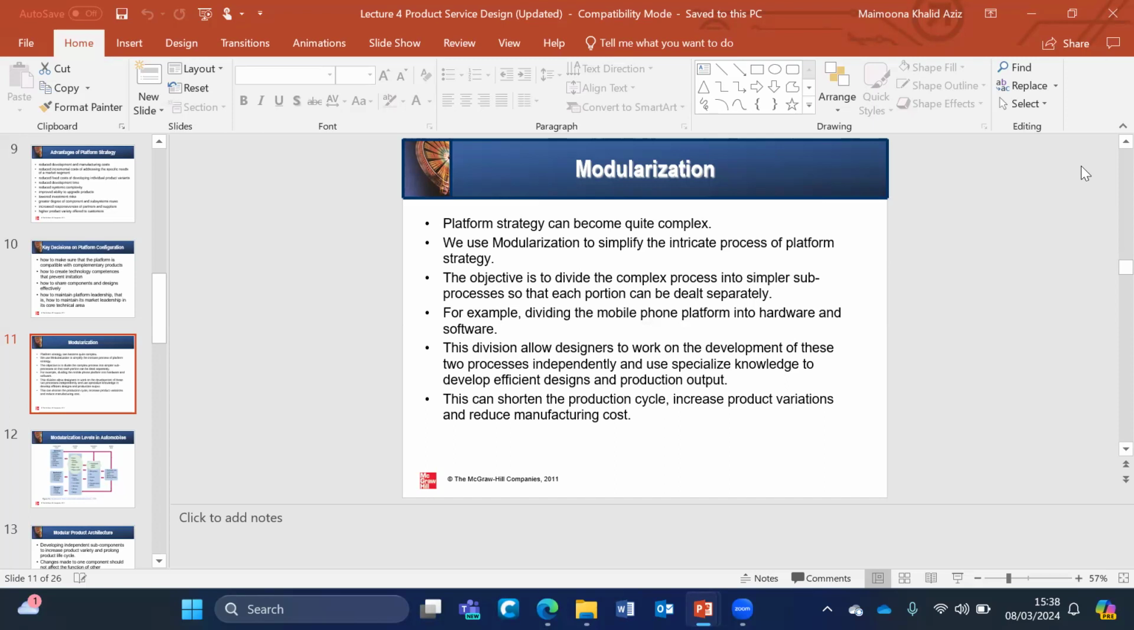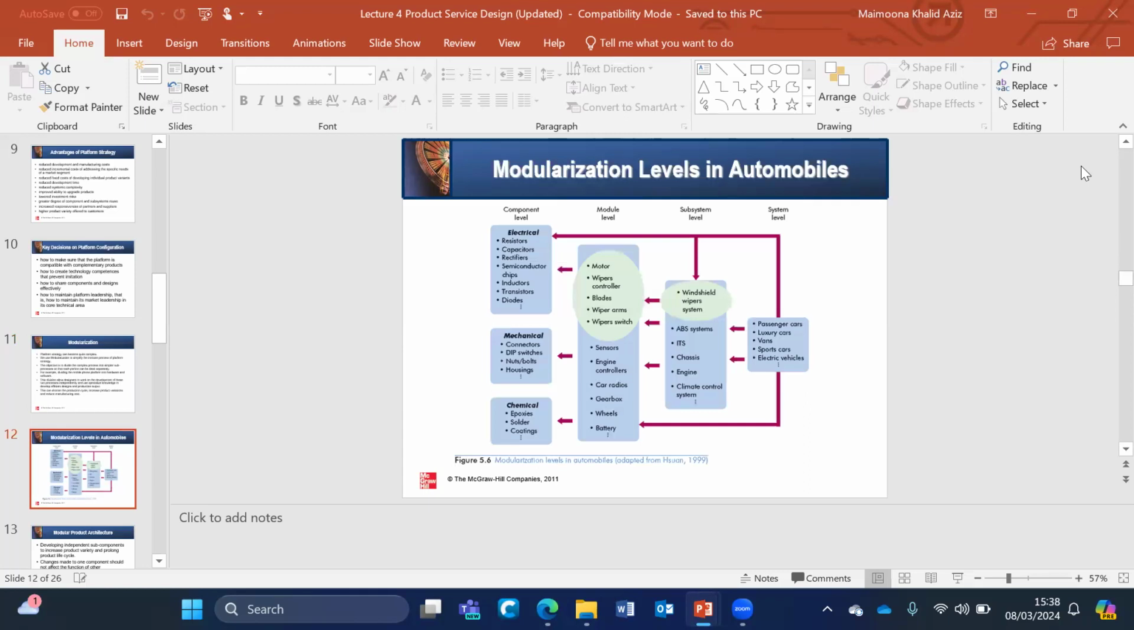For example, the mobile phone, when they're making it, they could divide it into the hardware and software. So while they work on the hardware, the software people can work on their own, and these two things can be done independently and then put together for the final product. So we can break down each component of the product into different modules, and these modules can be produced separately.